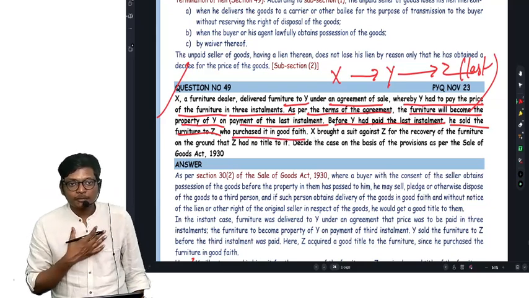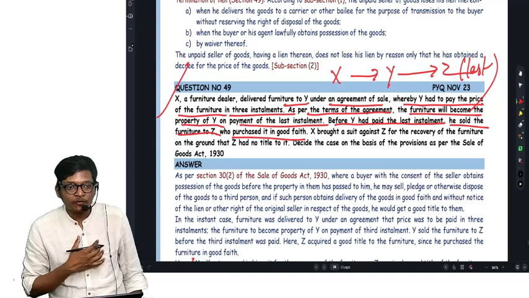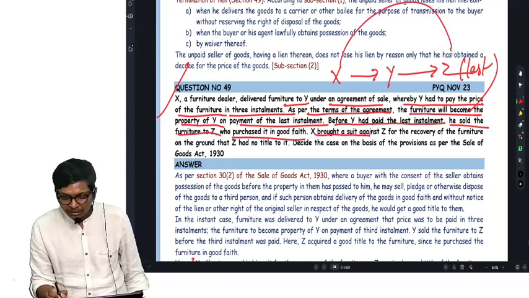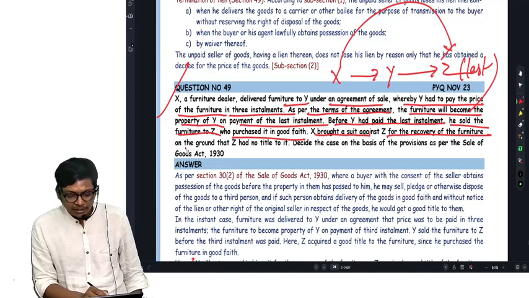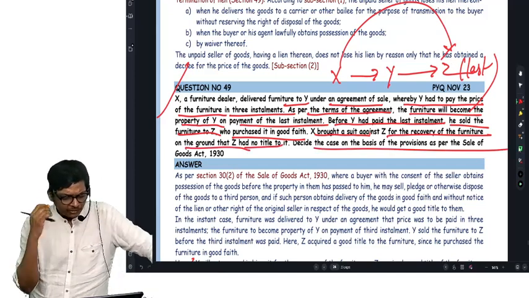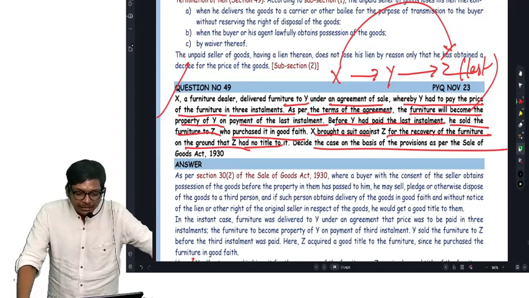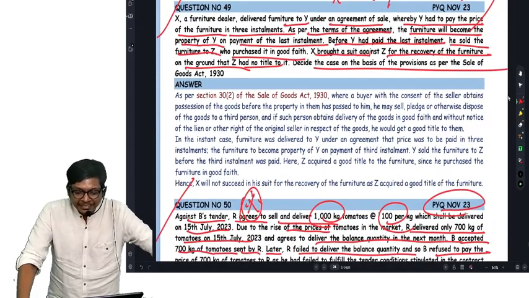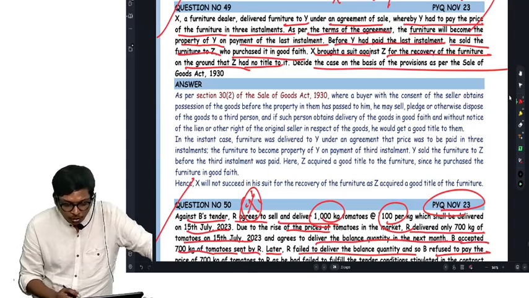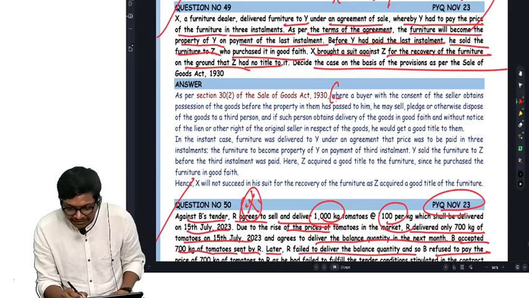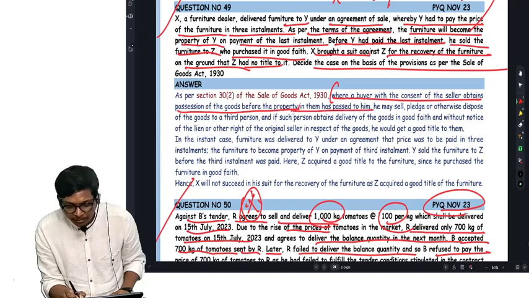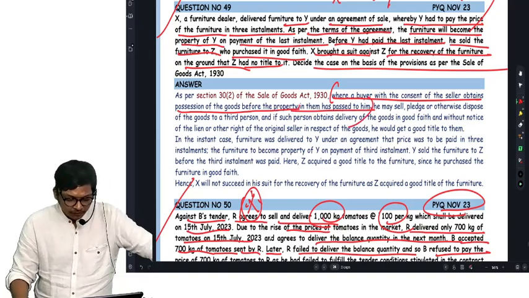This talks about buyer in possession of goods before sale is completed. X brought a suit against Z for recovery of the furniture on the ground that Z had no title. Decide the provisions. Can he sell, guys? Sale by non-owner. Sale by non-owner has a point. What is that? Where a buyer with the consent of seller obtains possession of goods before property is passed. Which one?